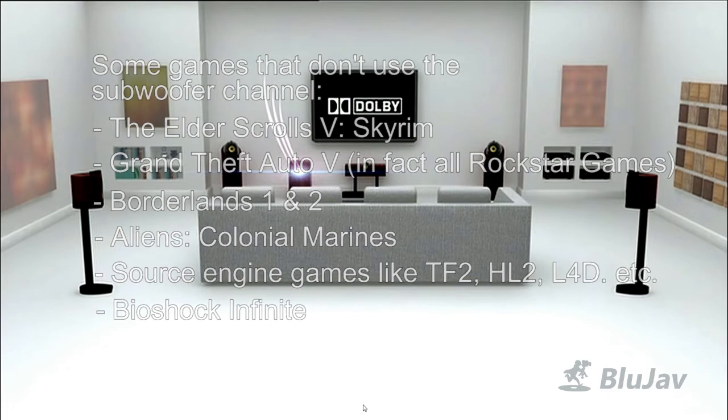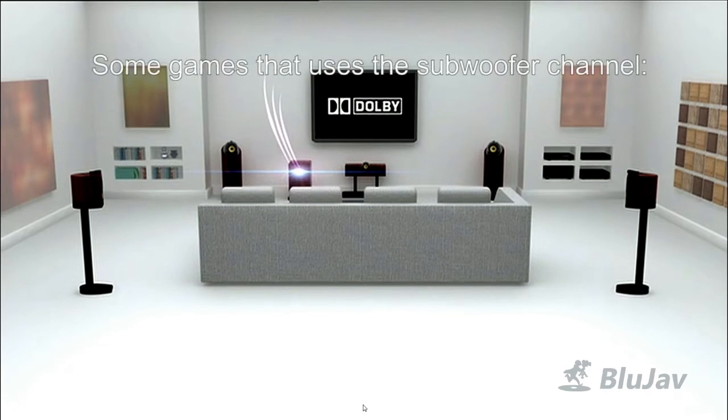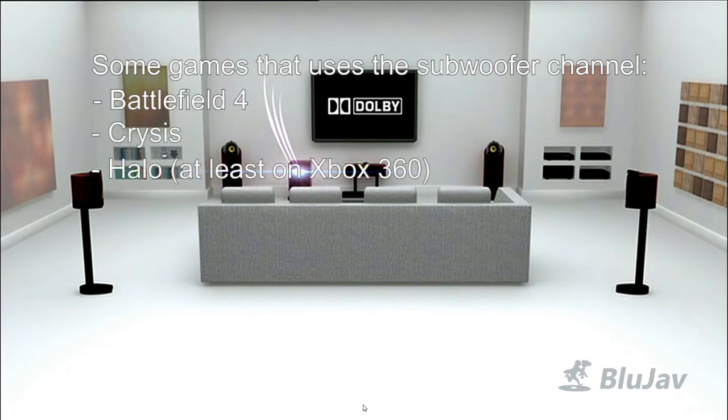However, there are also a lot of games that are actually aware of this subwoofer channel. Battlefield 4 uses the subwoofer channel. Crysis, Halo, I can already tell from Halo 3 onwards. I don't know about Halo 1 and 2 because I haven't had the opportunity to play in 5.1 with the original Xbox. Gears of War 1, 2, and 3 on the Xbox 360. But I'm surprised that the PC port of Gears of War does not actually support 5.1. I don't know what happened.